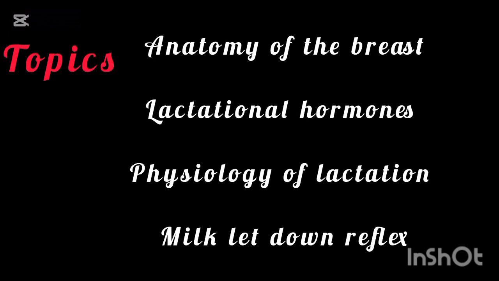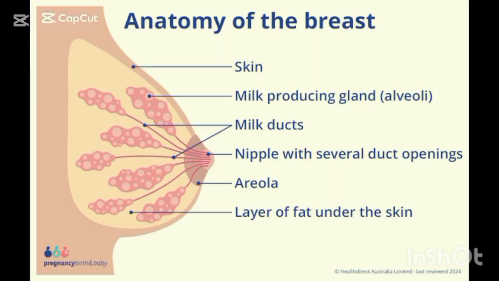Okay, I'll be teaching on the anatomy of the breasts, lactational hormones, physiology of lactation, and the milk let down reflex. Let's talk about the anatomy of the breasts. The breast is a mammary gland which consists of lobes and lobules, which connect to form the milk ducts that carry breast milk to the nipples. Let's pick them one after the other.